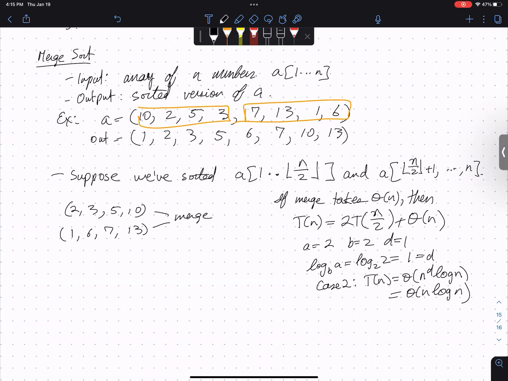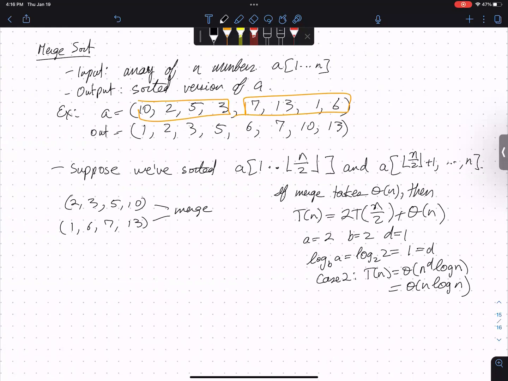So how do we do the merge in linear time? Does anyone remember it from previous classes? Which class did you guys learn about merge sort in? 132? This is a long time ago. Or did you cover the merge procedure? You covered it and you don't remember it? Or you didn't cover it? Okay, well, we'll cover it here.